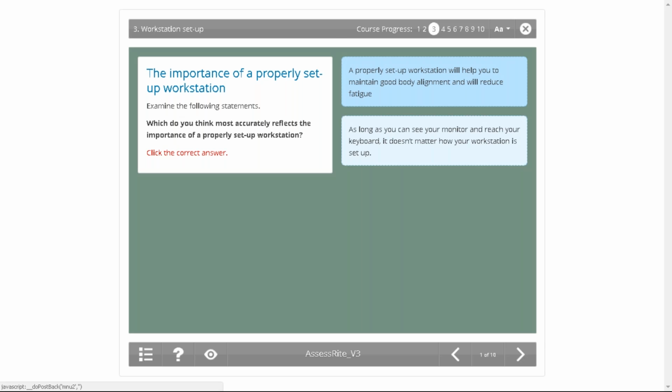Workstation setup. So, what do you think most accurately reflects the importance of a properly set up workstation? Is it that a properly set up workstation will help you to maintain good body alignment and will reduce fatigue? Or is it that as long as you can see your monitor and reach your keyboard, it doesn't really matter how your workstation is set up?